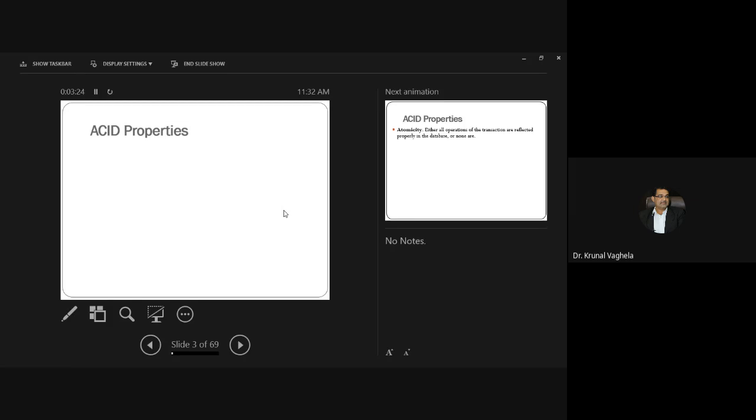This question will definitely be there in your exam. Explain ACID properties of a transaction. Either it will be asked as ACID properties, or it will be asked like explain properties of the transaction. So any transaction in your database must follow these ACID properties. Now this is not the acid of your chemistry. This is not that acid.